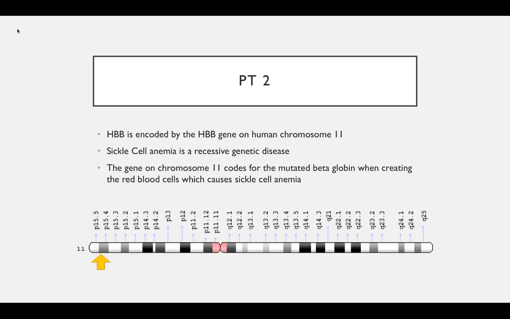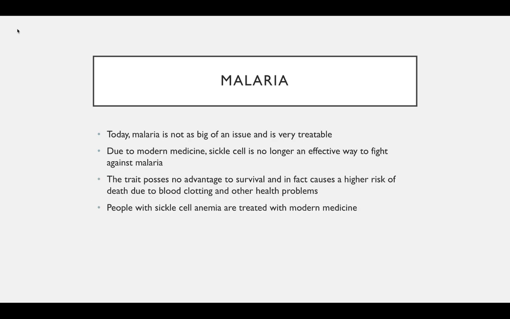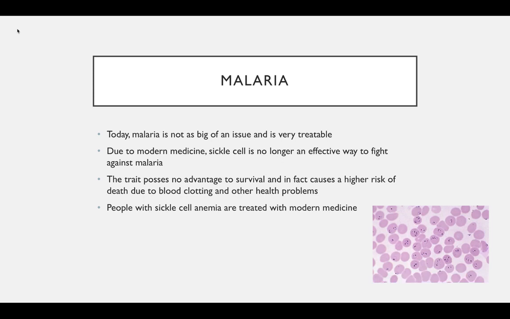Sickle cell anemia is a recessive genetic disease, which means that both parents must be carriers and pass down the HBB gene for this disease to be expressed in the child. The gene on chromosome 11 codes for the mutated beta globin when creating the red blood cells, therefore causing sickle cell anemia. Due to modern medicine, sickle cell anemia is no longer an effective way to fight against malaria. In fact, it causes a higher risk of death from blood clotting and other health problems.